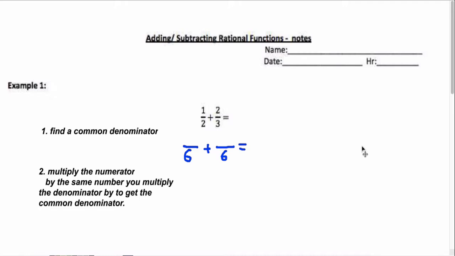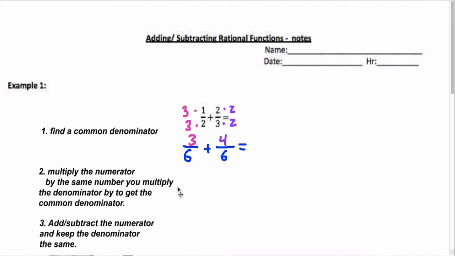Okay, number 2, multiply the numerator by the same number you multiply the denominator by to get the common denominator. So if we look back up here, we could see that it was 6. Well, what did I have to multiply 2 by to get 6? I had to multiply it by 3. So that means I need to multiply the numerator by 3 as well. Here on this side, I needed to multiply by 2 to get 6, so I need to multiply the numerator by 2 to get 4. Okay, and then we just add them up.